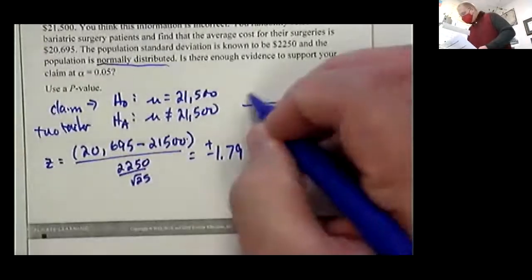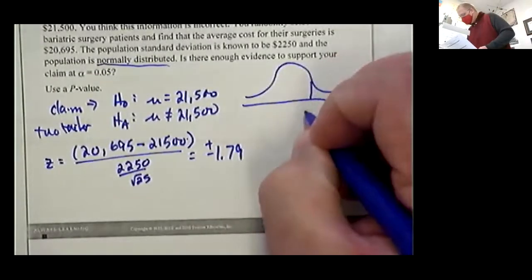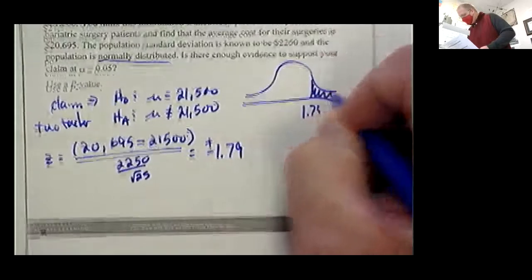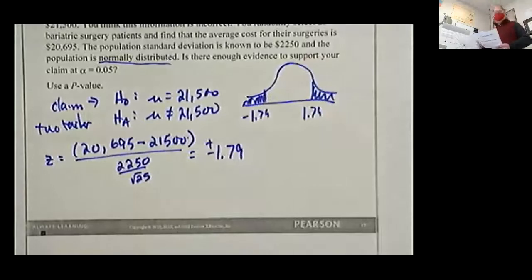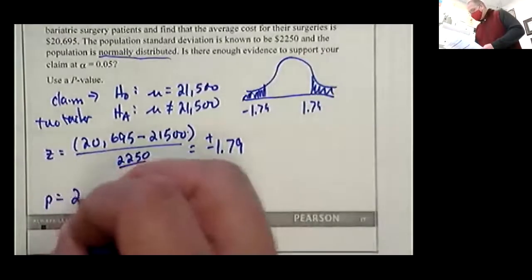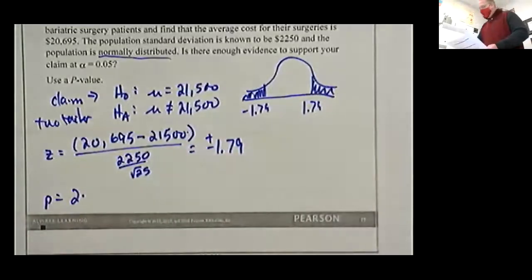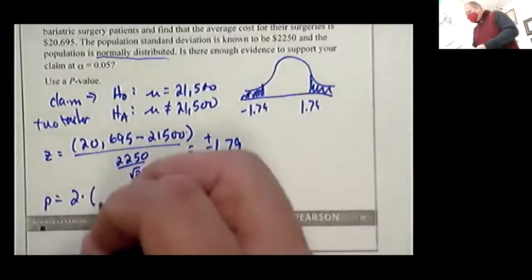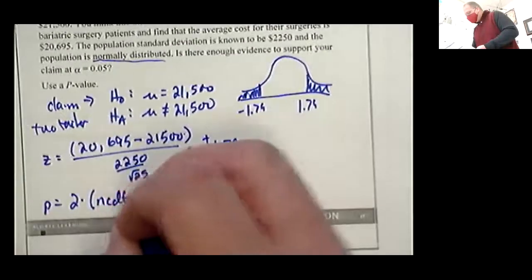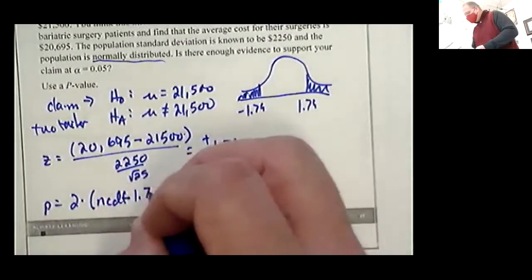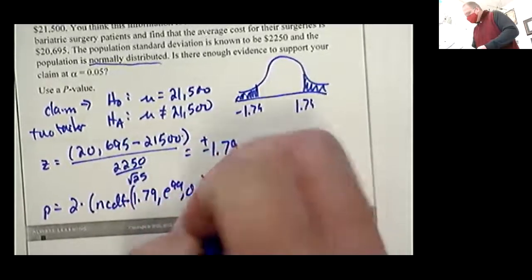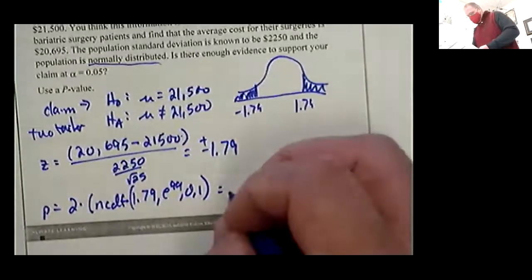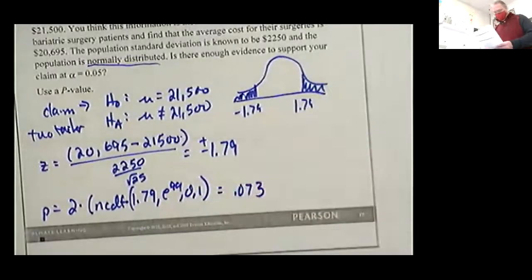If we look at a picture for that, then we have a z-score at 1.79 to the right, the z-score at negative 1.79 to the left. We want to find both of those areas. Again, our shortcut for that then is to do 2 times one of the areas. I'm just going to pick the positive one. So 2 times normal cumulative distribution function of 1.79 to infinity, 0, 1. And that gets us our p-value, which is 0.073.